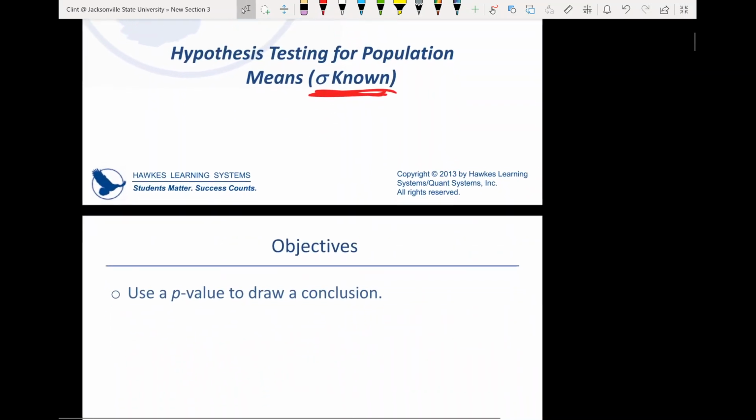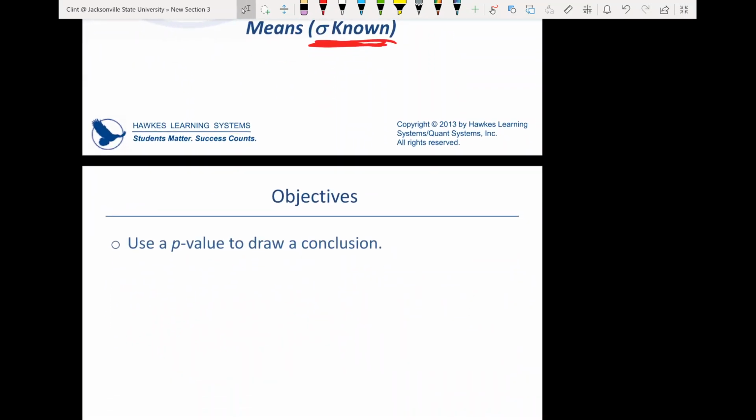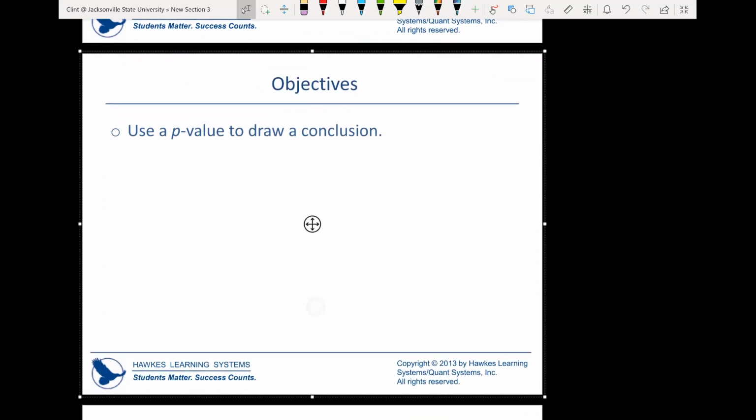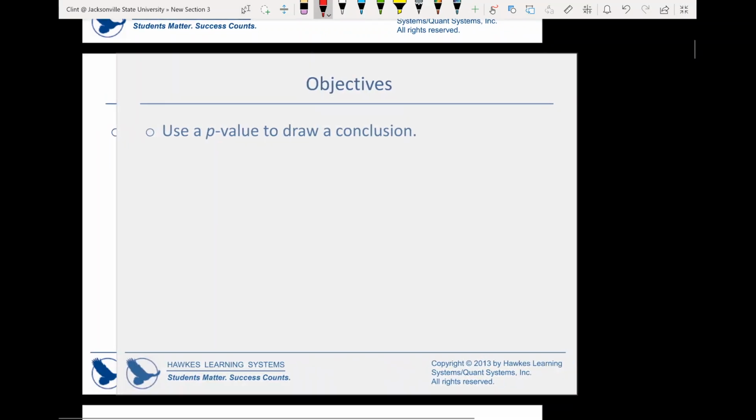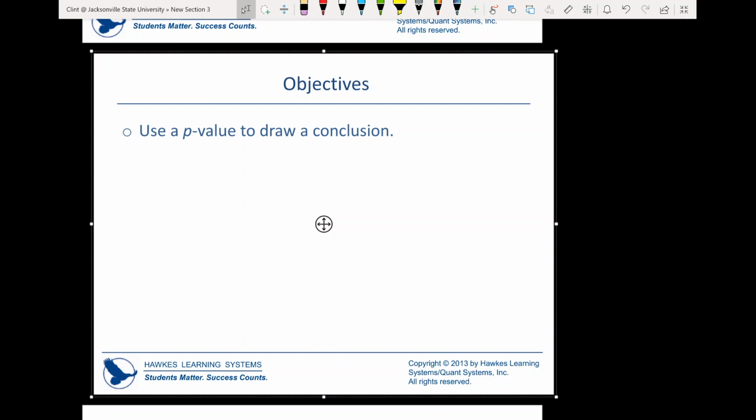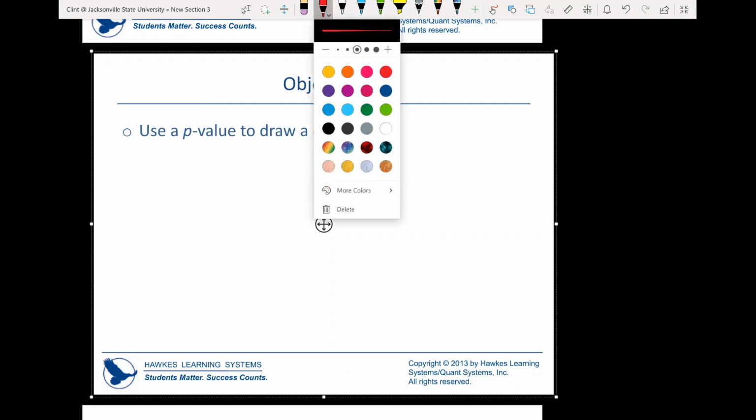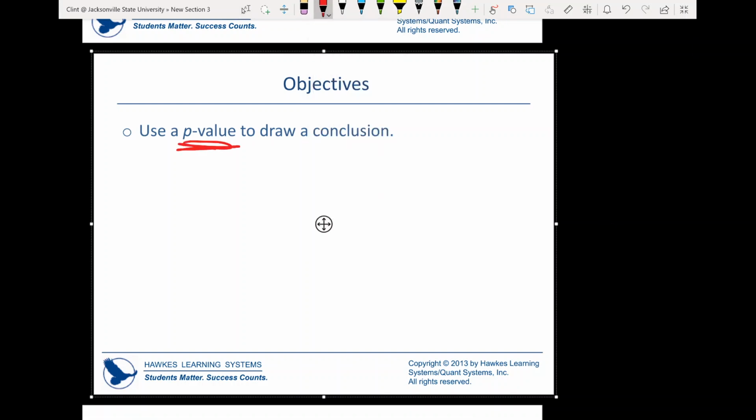And then one other important thing in this section: the way that we draw our conclusion at the end of the test is that we're going to use this thing called a p-value to make our conclusion.